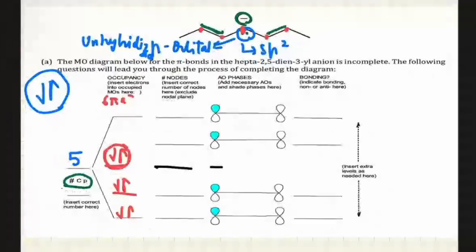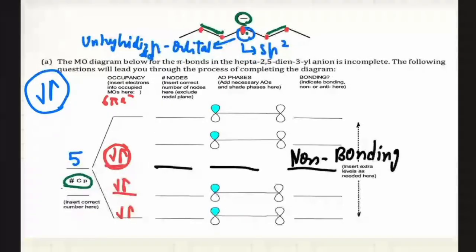How would you know that? That is the question, right? How would you know? Whenever you have an odd number of atomic p orbitals, you know you have a non-bonding orbital. If it is even, then you don't have any non-bonding. You only have bonding and anti-bonding, right?